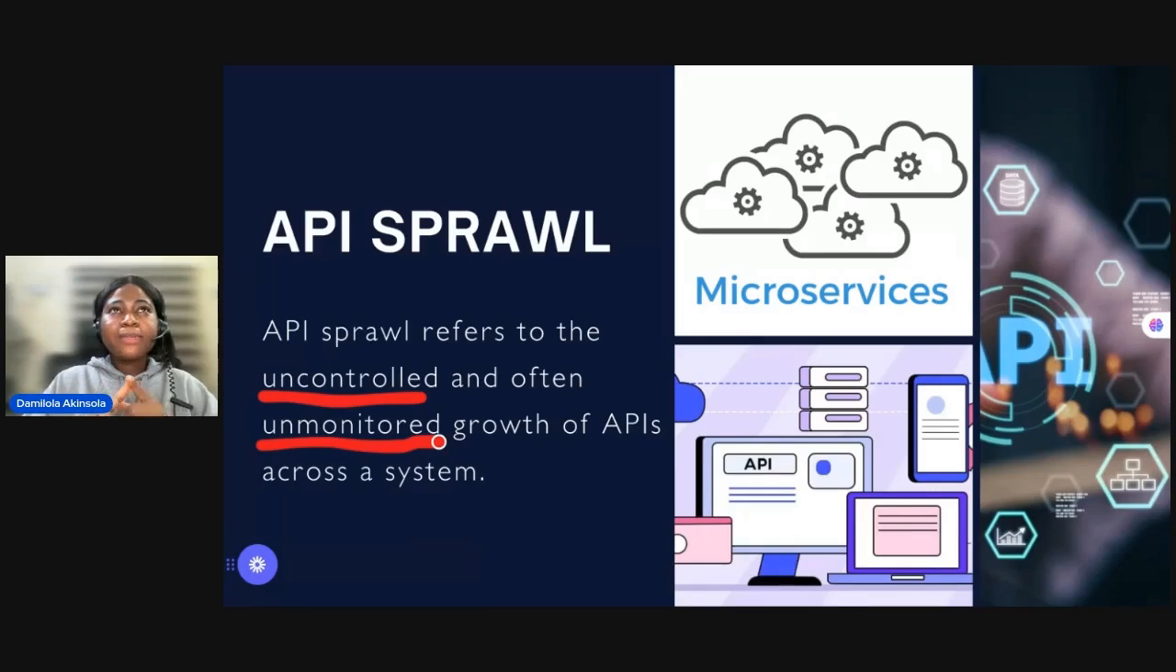And API sprawl is contributed to by the adoption of microservices. Now we find organizations with so many developers and so many programming languages all coming together to build one application. Awesome. But this can mean what? Several endpoints, several APIs just flying around. We also have the evolving tech stack, and third-party risk, or third-party integrations that you have to integrate into your APIs as well. So all this contributes to a spiraling growth of your API ecosystem.